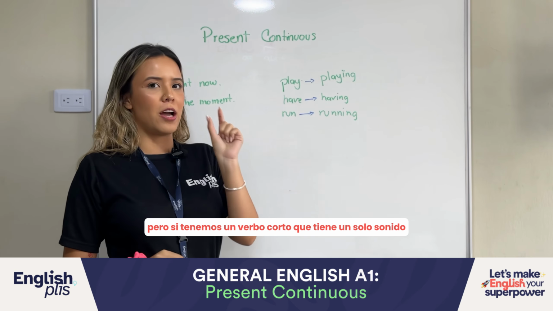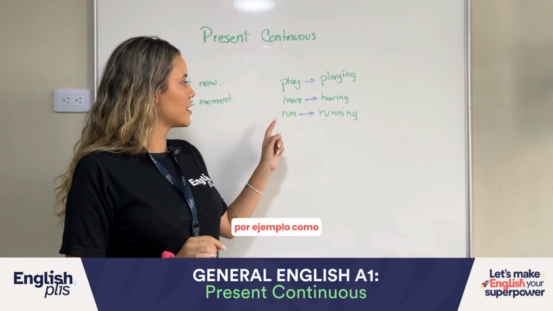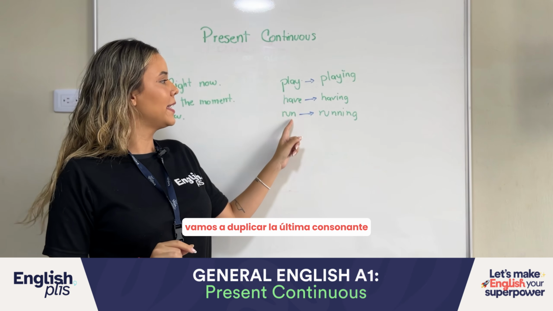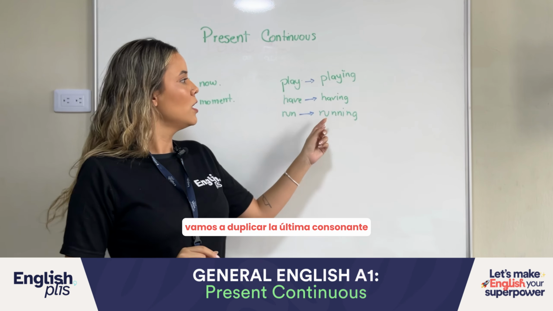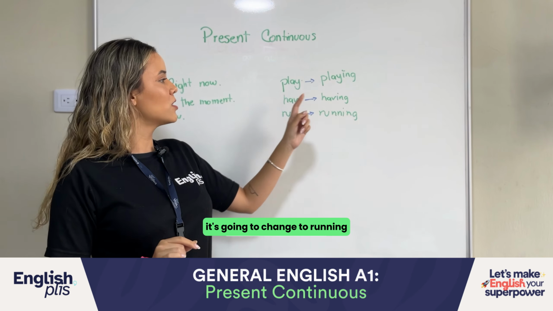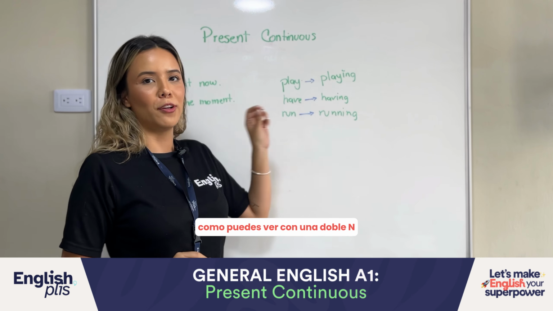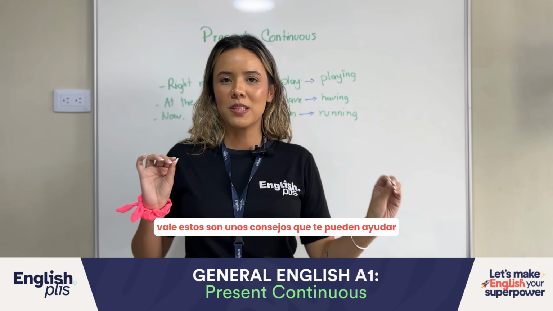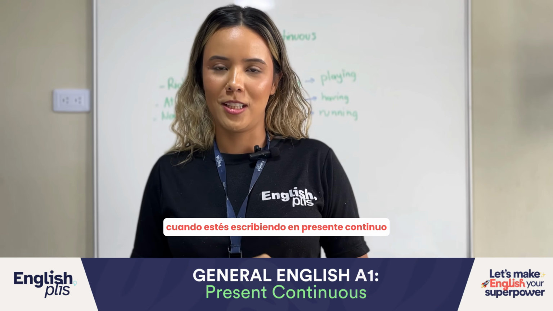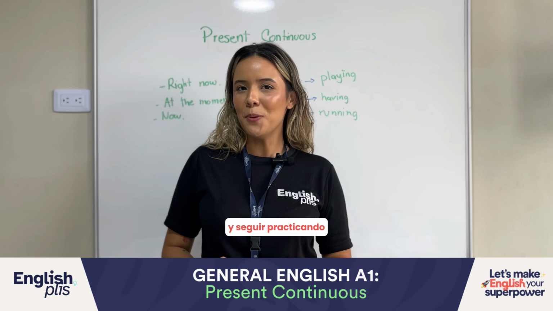But if we have a short verb that has only one sound, for example, like run or like swim, we are going to duplicate the last consonant when we write. For example, run is going to change to running, as you can see, with a double N, okay? These are some tips that can be helpful for you when you are writing in present continuous. Remember to always check our resources and continue practicing.